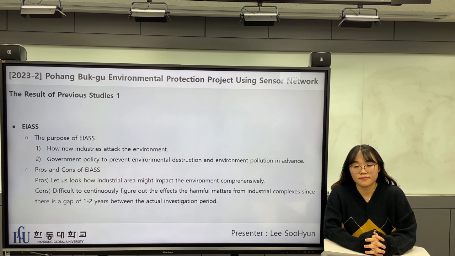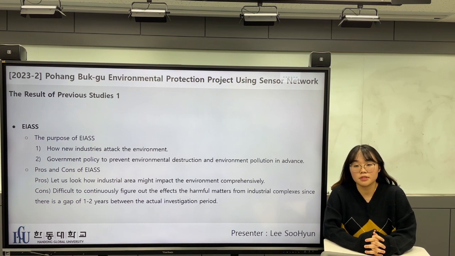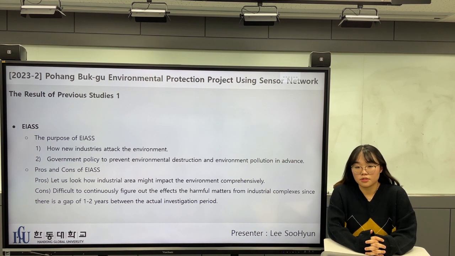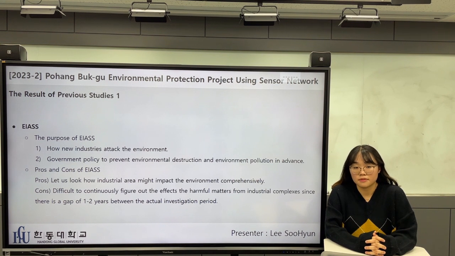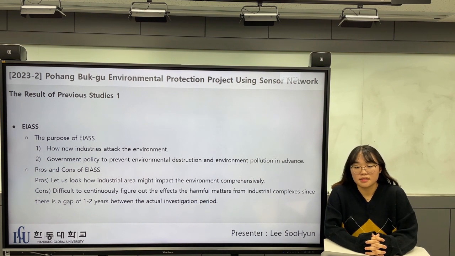EIASS is known as Environmental Conservation Plan and the Post-Environmental Survey. This research data helps us figure out how new industries affect the environment near the factory. It is a government policy to prevent destruction and environmental pollution in advance. And it makes sure we grow in a way that keeps our surroundings nice. Each tool has pros and cons. On the good side, EIASS lets us look at how industrial areas might impact the environment comprehensively.